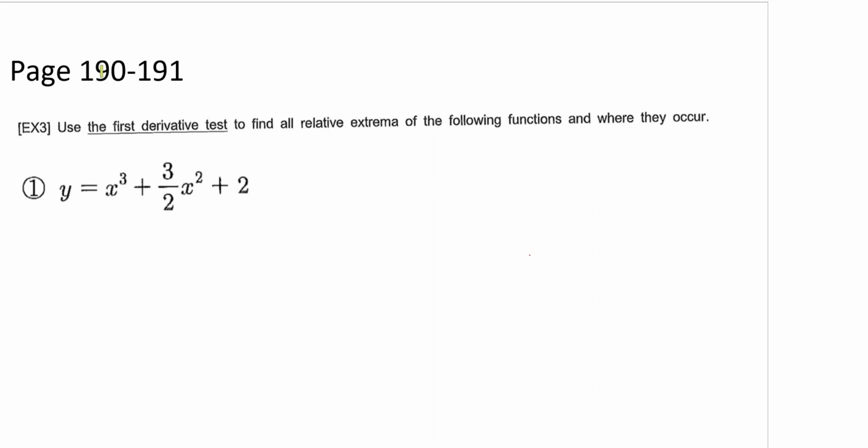I'm now moving on to page 190 to 191. For the questions in this video homework guide, I need to use the first derivative test to find all relative extrema, and I need to determine where they occur. For all relative extrema, this is just determining where the max and min points are, and we also need their coordinates, and then that will satisfy where the max and min occur.